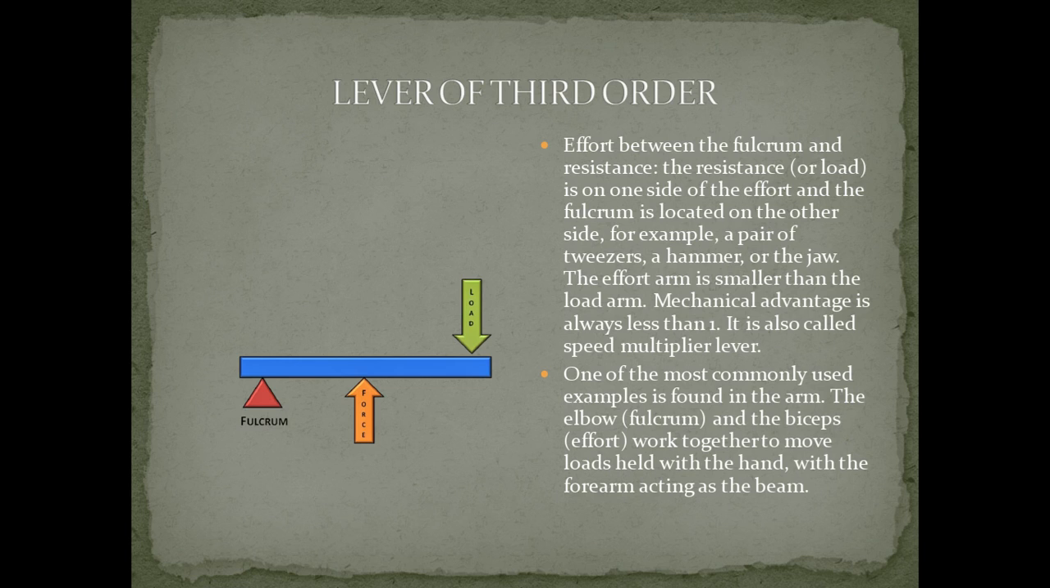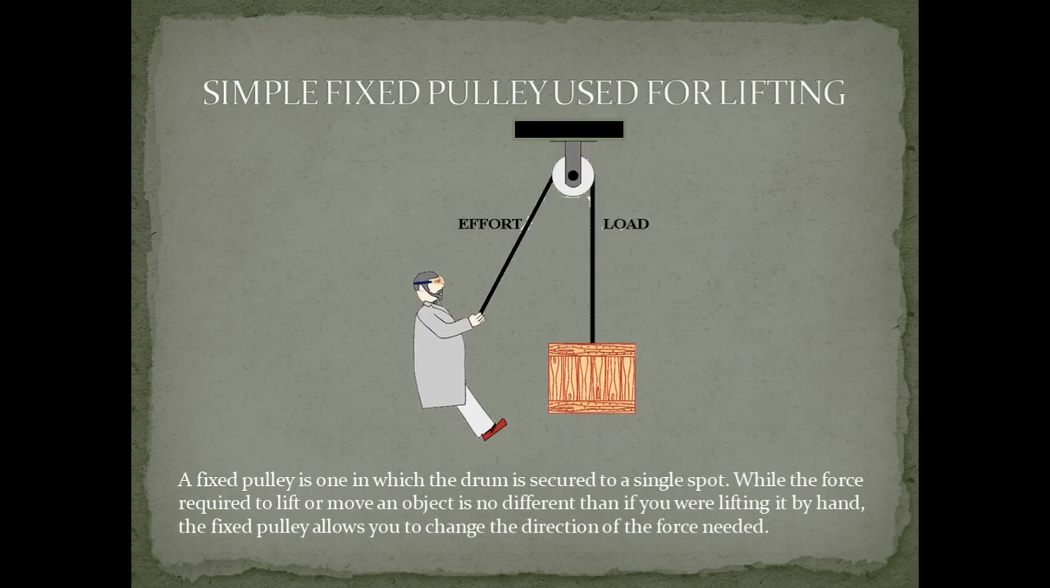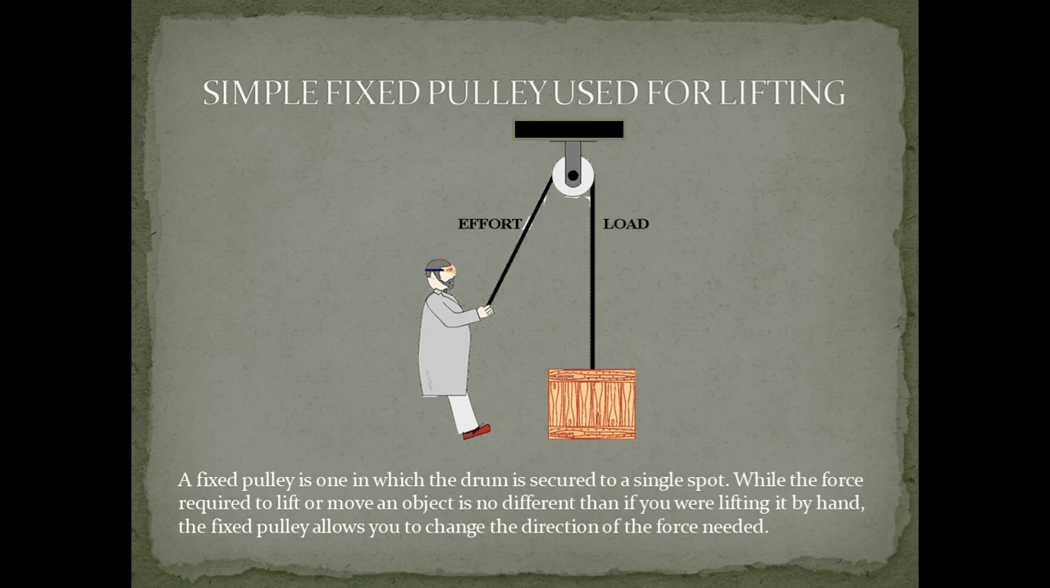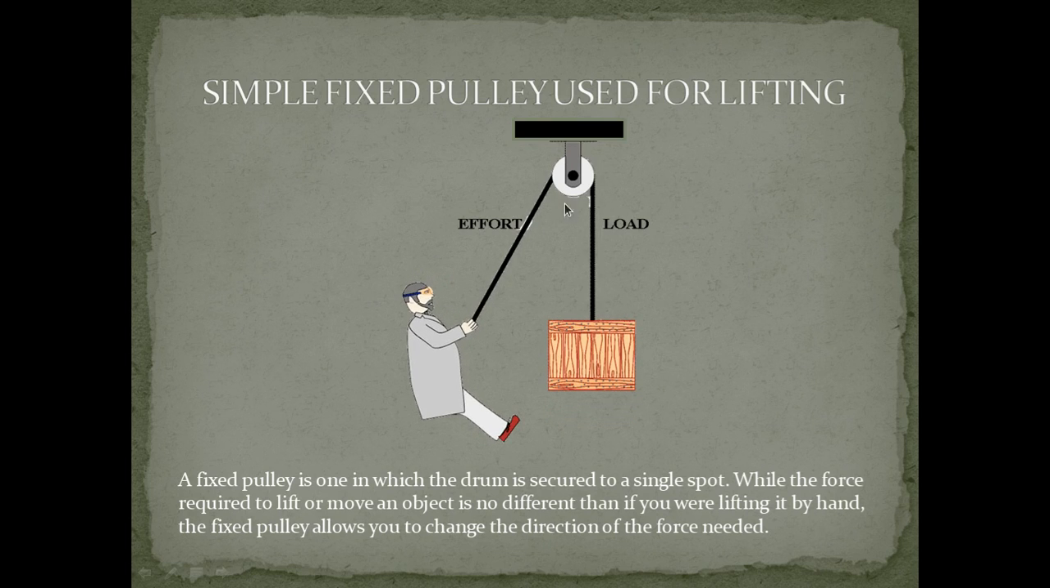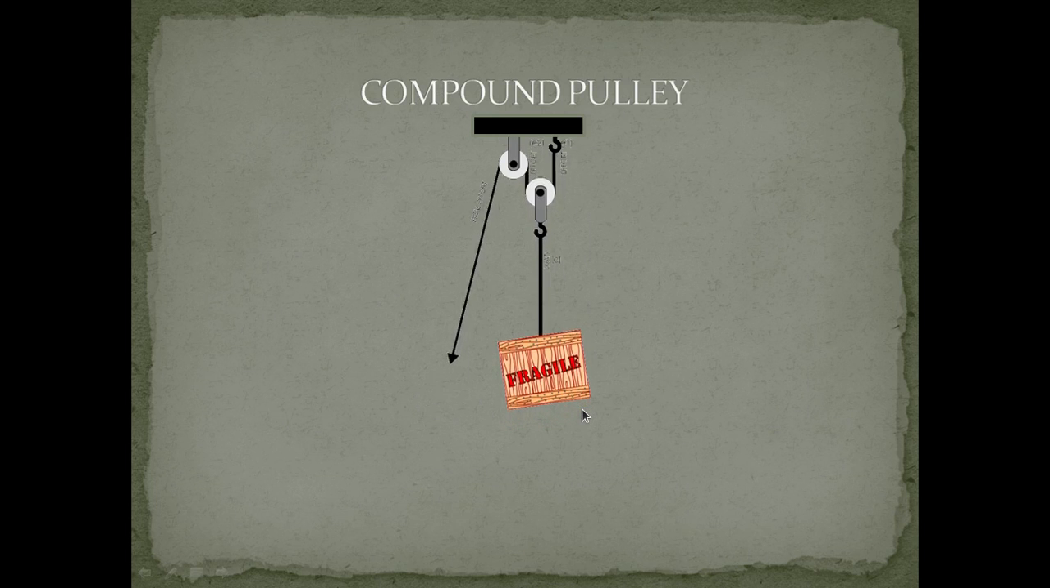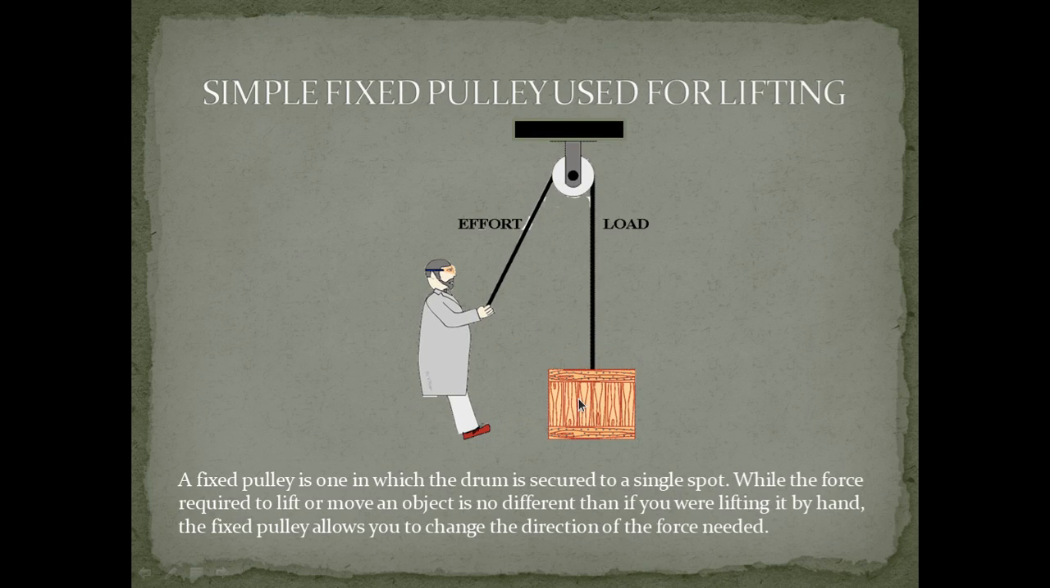Now tweezers, hammer or jaw are the examples of lever of third order. Now one of the basic and age old simple machine is the fixed pulley arrangement. Here we can find that there is a drum, and a rope is placed over the drum, and the load is being raised with the help of this particular rope.